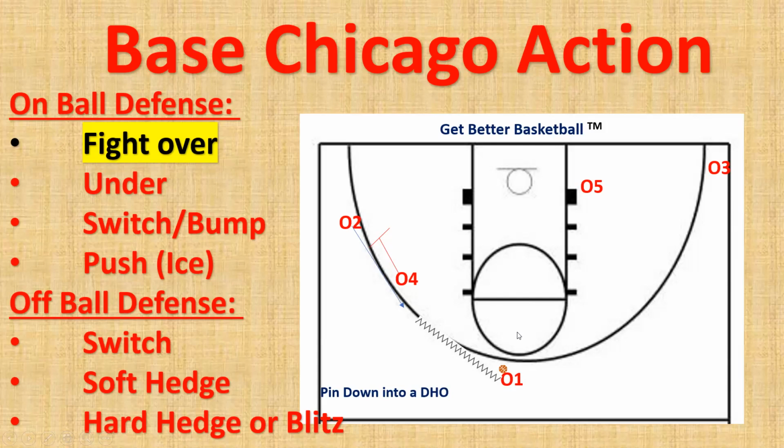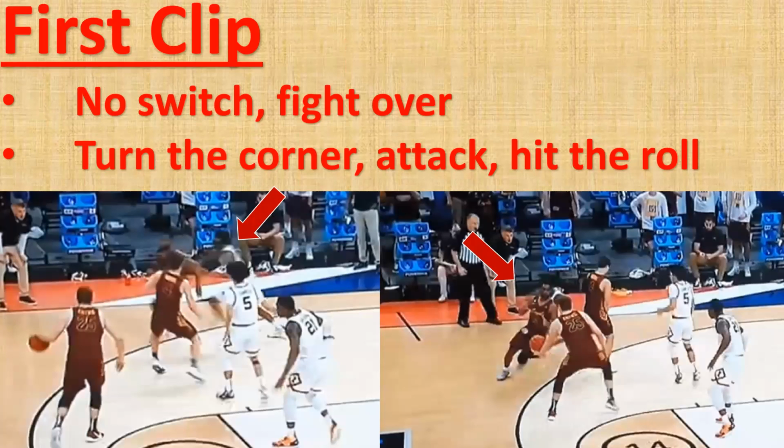And the last thing is the hard hedge or the blitz, which I kind of like against Chicago action, because you really put pressure back on them. They're putting pressure on defenses by getting downhill, creating this advantage off this pin down into a dribble handoff. So you know what? Try to hard hedge them. Try to blitz them and cause them to retrace their steps, and you might have some opportunities to gain turnovers against Chicago action.